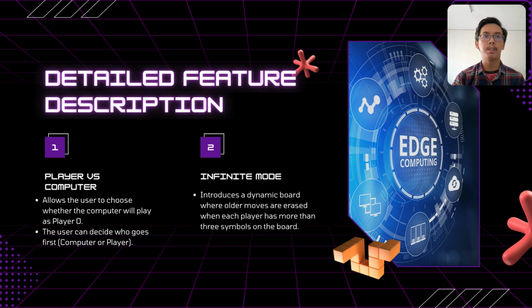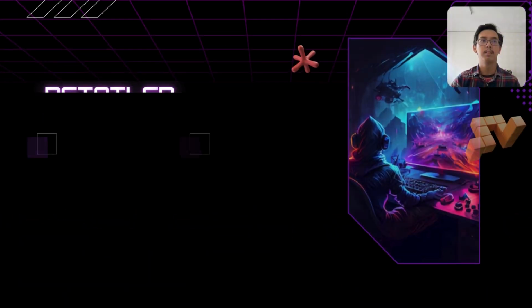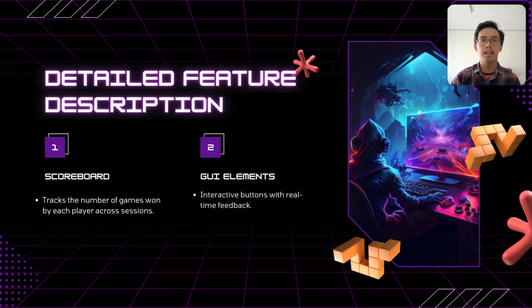Next, I will continue with the topic of detailed features description. First, player versus computer allows the user to choose whether the computer will play as player O. The user can decide who goes first, computer or player. Next, infinite mode. It introduces a dynamic board where all the moves are erased when each player has moved more than 3 symbols on the board. The scoreboard tracks the number of games won by each player across sessions. Last is GUI elements with interactive buttons with real-time feedback.